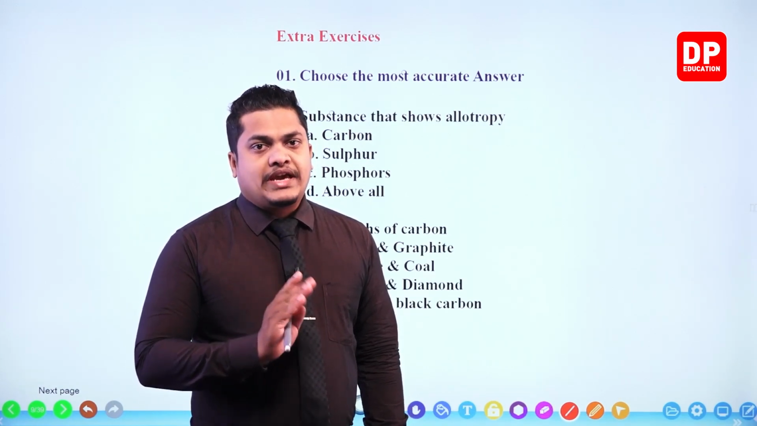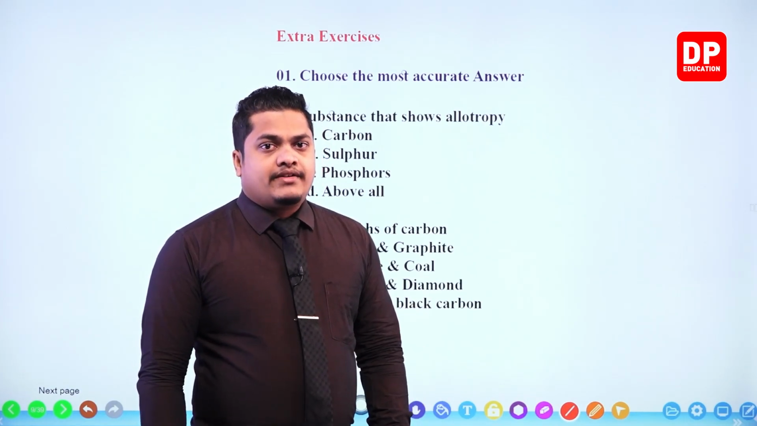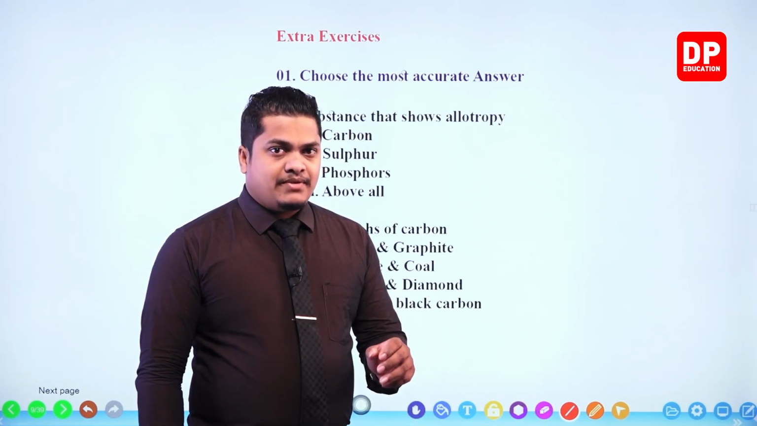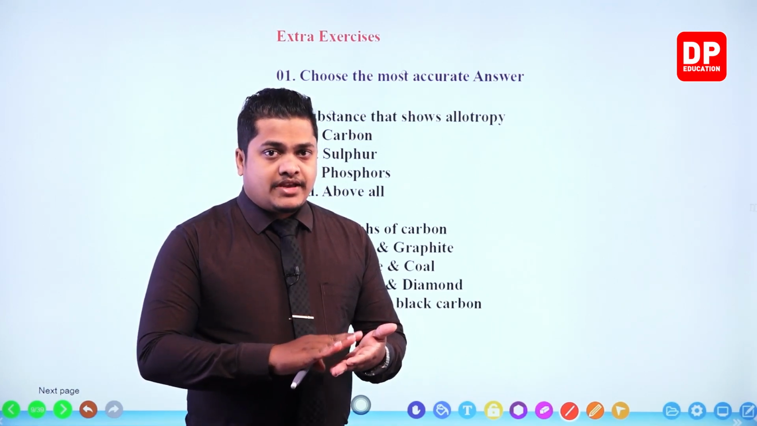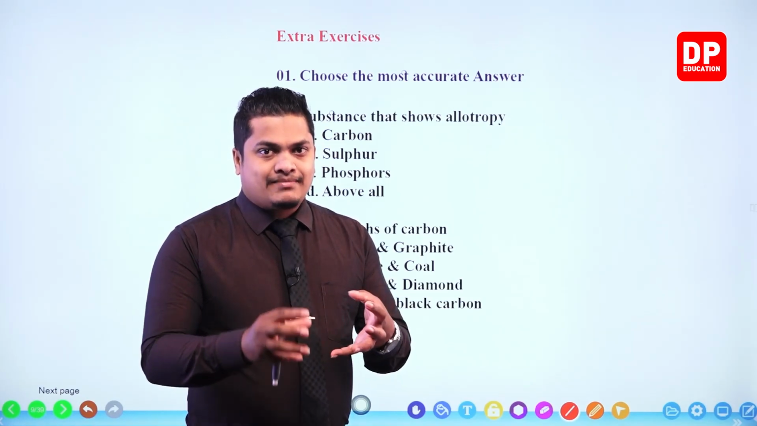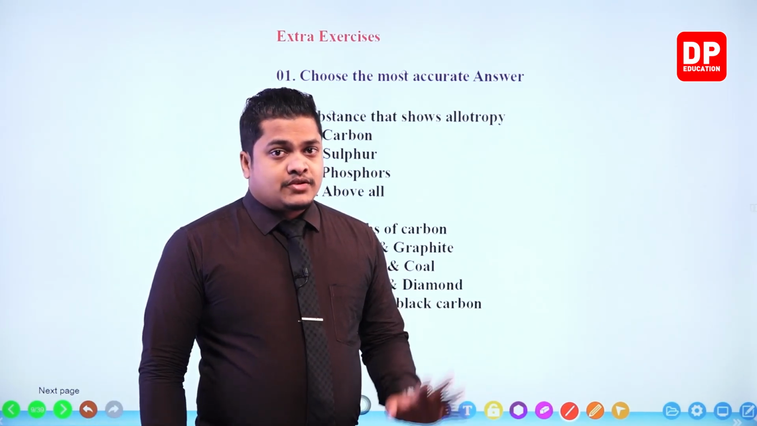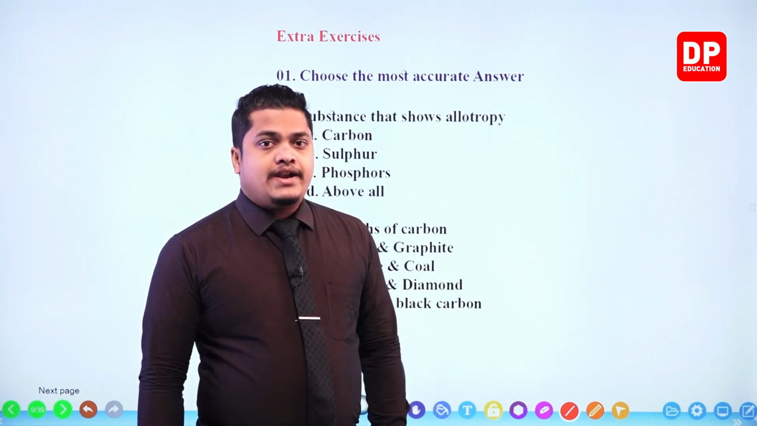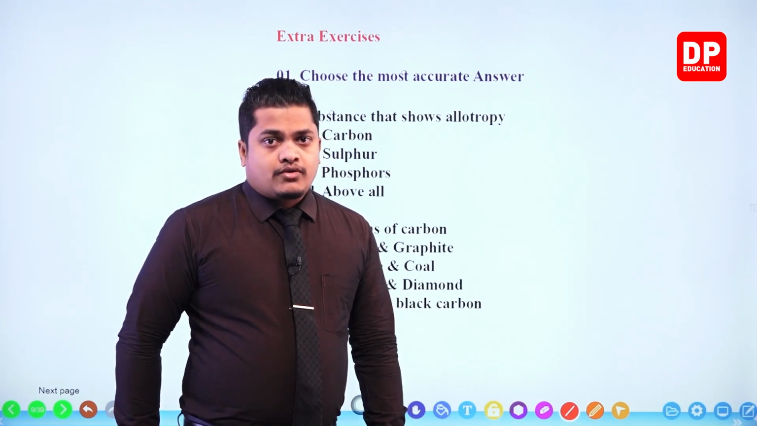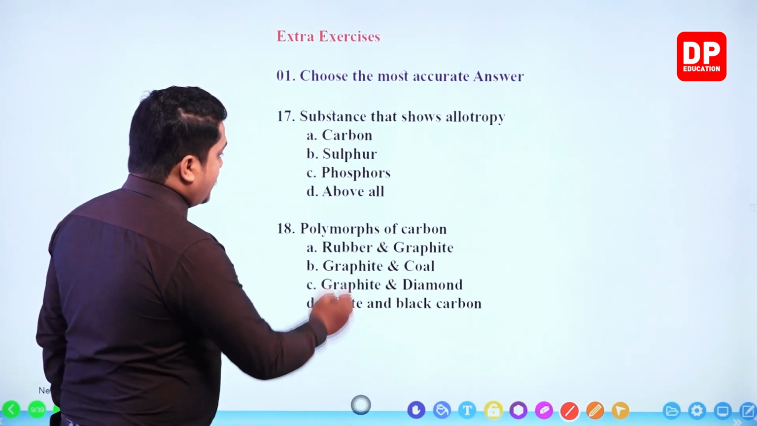So sulfur is also showing allotropy, same as phosphorus. Can you remember when we were discussing the theory parts, I told you that white and red phosphorus can be observed in nature. Red phosphorus can even be observed on the surfaces of matchboxes. That red surface on the matchbox is made using red phosphorus. So sulfur, phosphorus and carbon are all examples of allotropic forms. All of these substances show allotropy. So our answer should be the option that includes all of them.